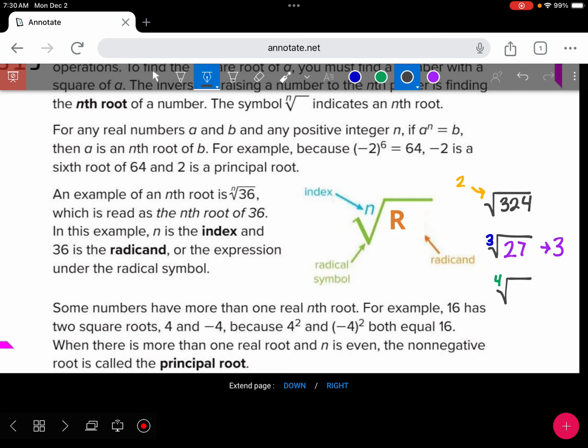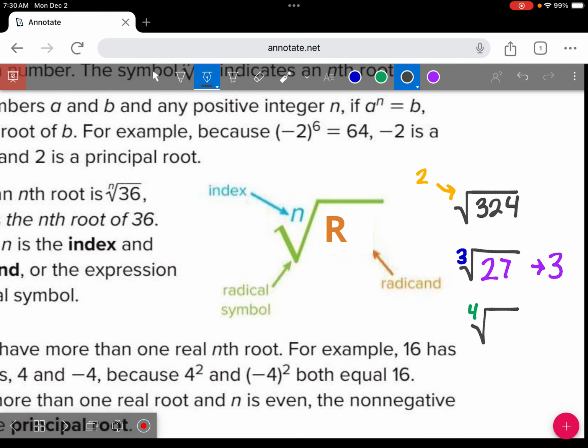But you know, it sounds weird. If there's no index written, it's an invisible 2. We're looking for perfect nths, so perfect squares, perfect cubes, perfect fourths, or you can think of it as groups of 2, 3, or 4, or whatever number's there. And we're going to work with these kind of funky roots all day.